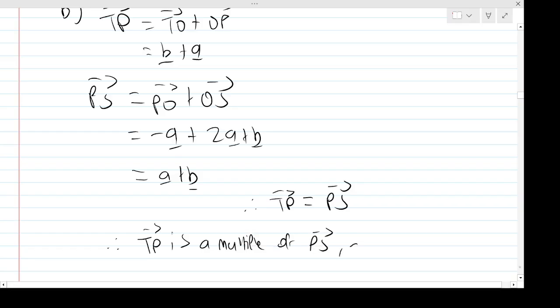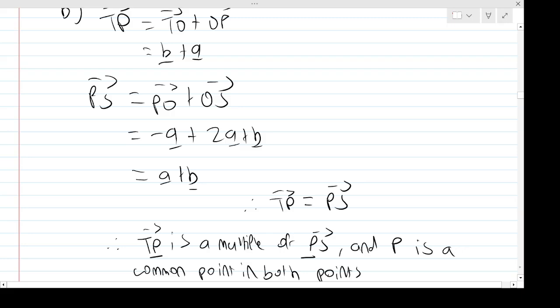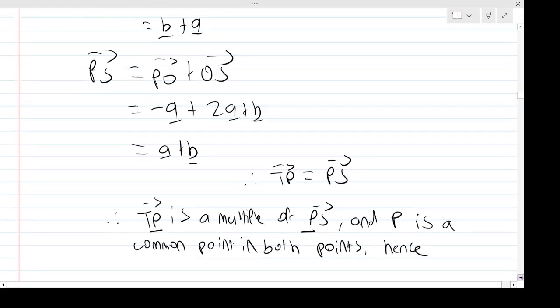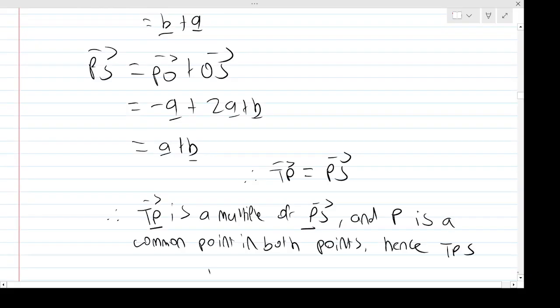And I'm also going to say P is a common point in both vectors. You have to put that extra point in. P is a common point in both vectors. That's crucial as well. So therefore, TPS is a straight line. And there we are. So that is a very common proof.